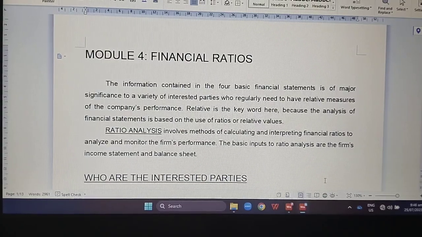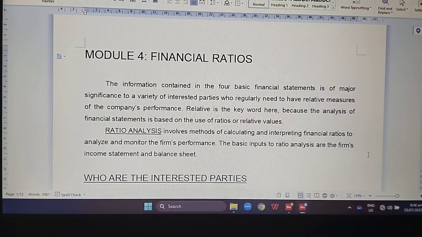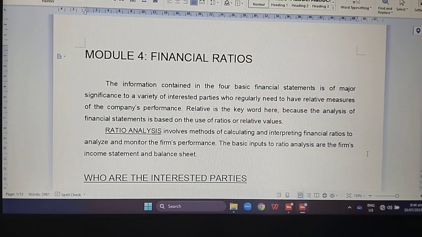Okay, next is module number 4, financial ratios. So, the information contained in the 4 basic financial statements na dinascuss natin noong nakaraan is of major significance to a variety of interested parties who regularly need yung ating mga statements na yon, no? In order to view or to measure the company's performance.